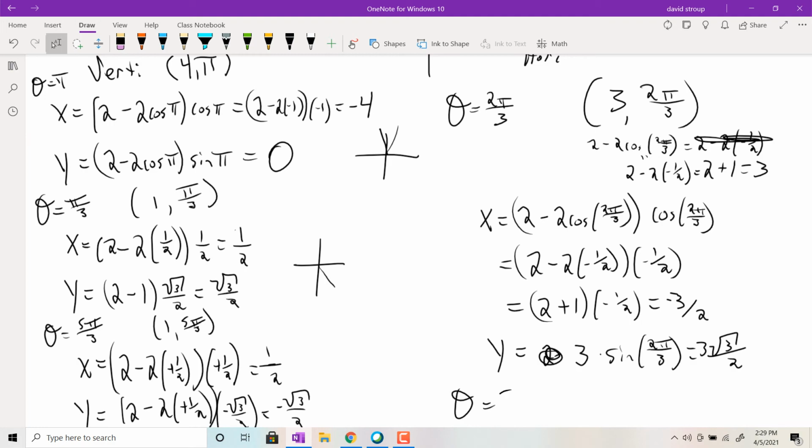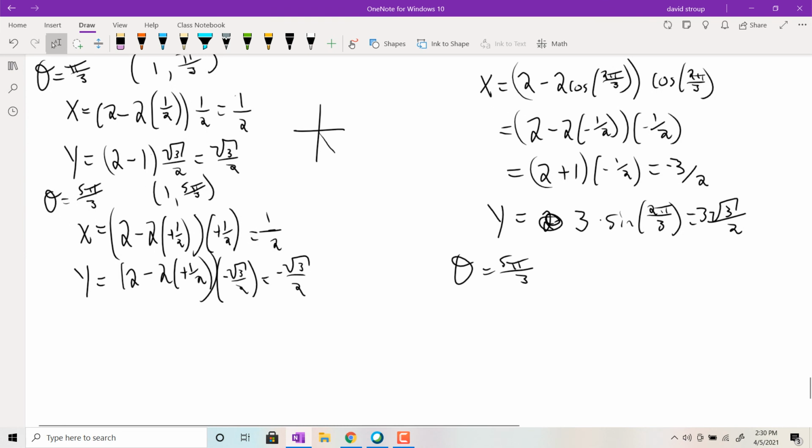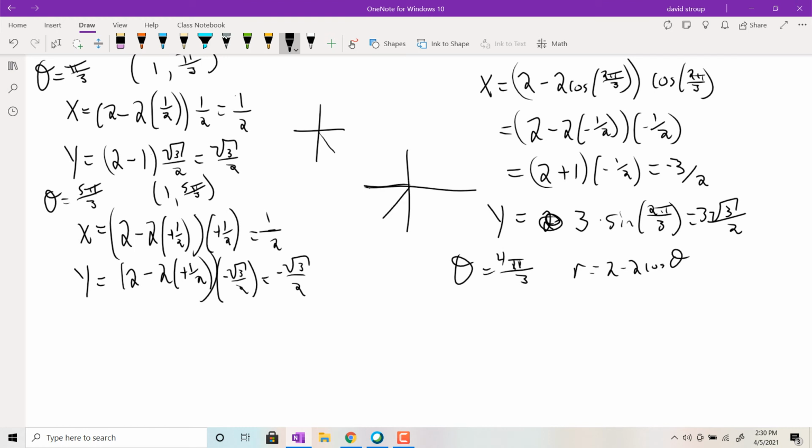Then the other one is when theta is 4 pi over 3. For the r theta version, you need the formula r equals 2 minus 2 cosine theta. At 4 pi over 3, cosine is definitely negative, so it would be 2 minus 2 times negative 1/2, which is 2 plus 1, which is equal to 3. So our r theta coordinate would be 3 comma 4 pi over 3.